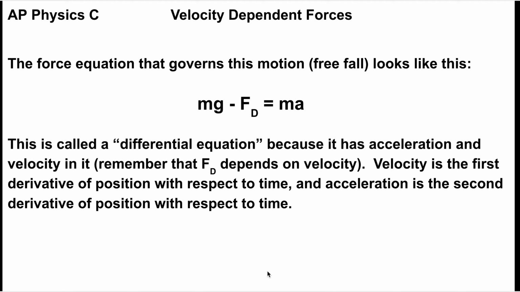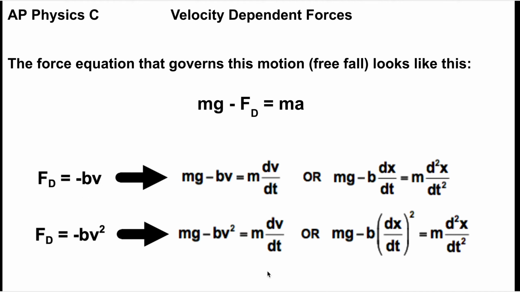Now, this is called a differential equation because it has both acceleration and velocity in it. Recall that F sub d, the drag force, depends on velocity. We already know velocity is the first derivative of position with respect to time. Acceleration is the second derivative of position with respect to time. They're both in the same equation. That's what makes this a differential equation.